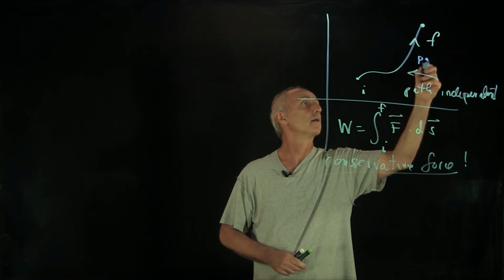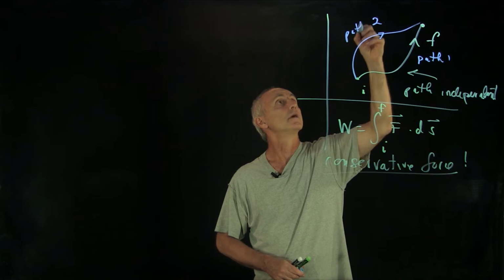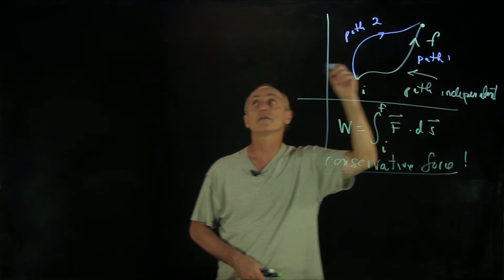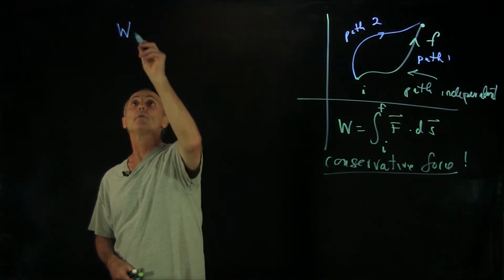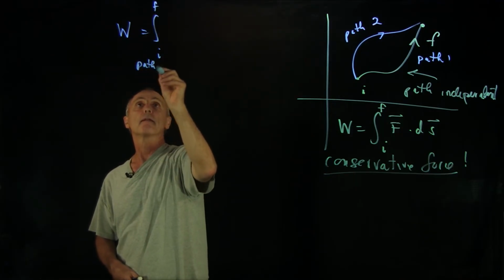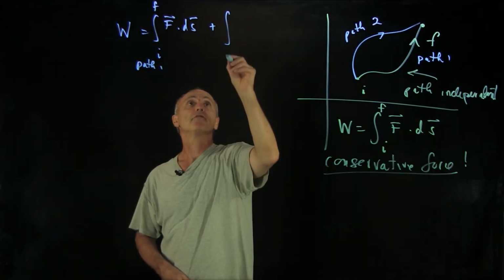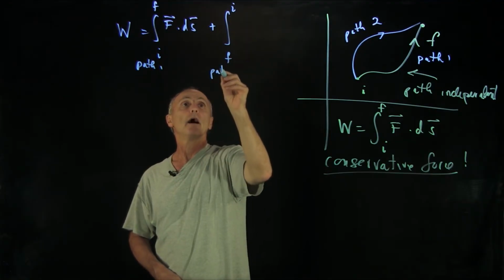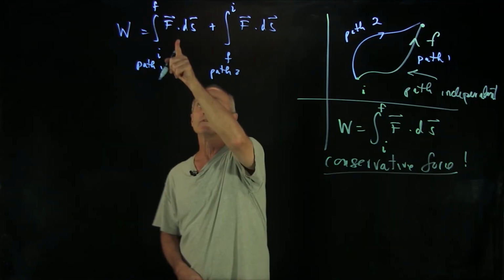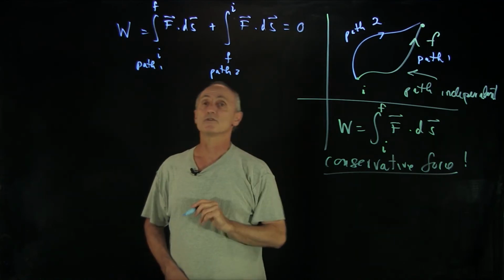Suppose we call this path 1, and we consider a second path, path 2. Then a property of conservative forces is that the work done is independent of that path. So if we total up the work from the initial to the final on path 1 of F dot ds, and then we go from the final point to the initial point on path 2 of F dot ds, then because these integrals are independent of the path, and all we've done is shifted the endpoints, we get 0.